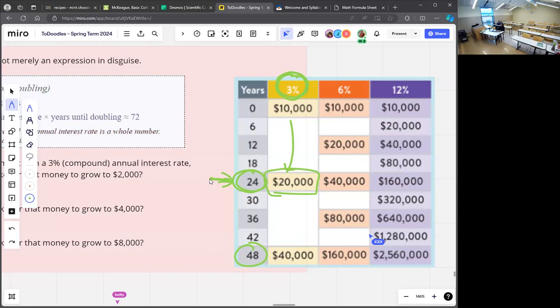If you have something better, maybe you found some stock market investment that has 6%, 6 times 12 is 72. So now every 12 years it will double. So 12 and 12 and 12 and 12, right? These are all plus 12 each time.